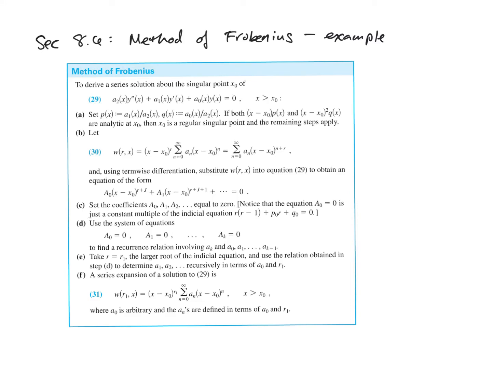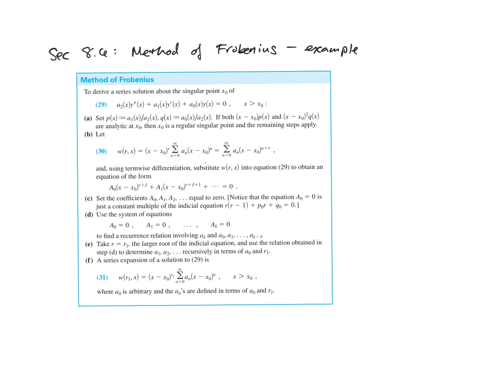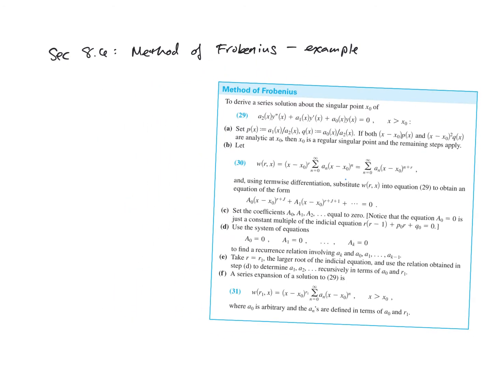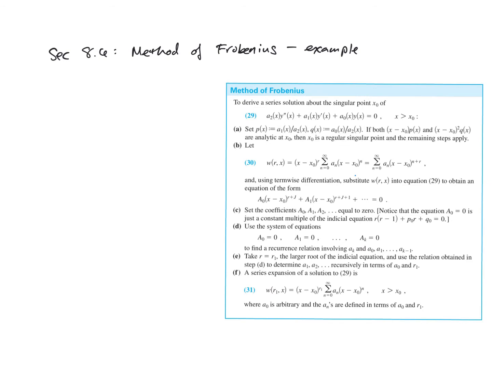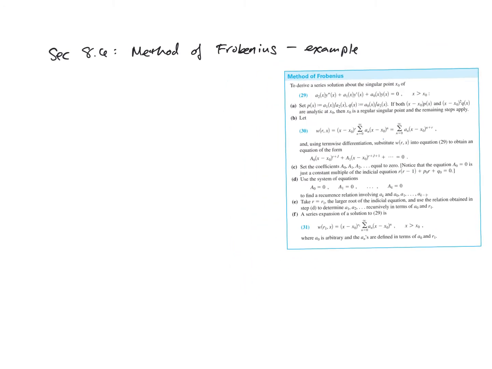Hi class. In the last video, we set out our motivation for and kind of the derivation of the method of Frobenius. And now I'm going to summarize the method and how we use it to find a solution around regular singular points. So our example here, I've got this table from the book up, and I will kind of refer to it back and forth while I do the example.